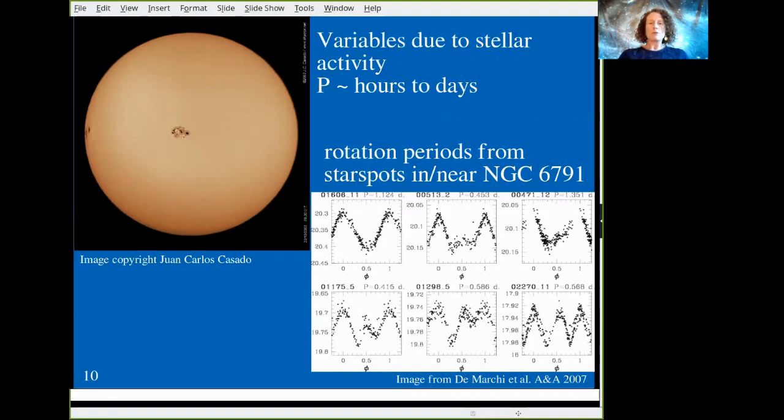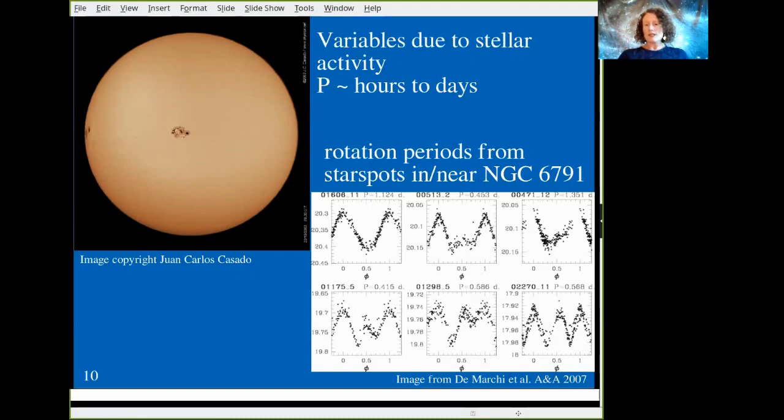Younger stars typically will rotate more quickly and then they slow down as they age. And so on the light curve diagrams on the right side, I have rotation periods from star spots for stars that are in or near the star cluster NGC 6791. And so you can see that they're pretty short periods. You might not be able to read the text as well, but they have 1 day, a half a day, 1.3 days, 0.4 days, 0.6 days, 0.6 days. And so these are relatively short periods. So these stars must be pretty young and they're rotating rapidly.